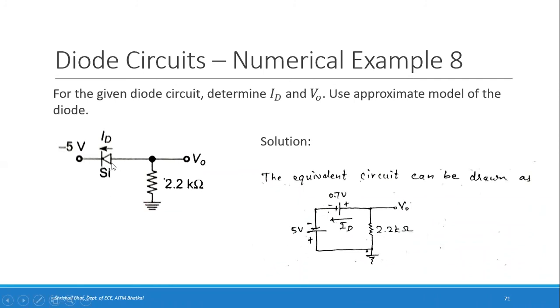And the diode, I have replaced it with its forward voltage drop. Since it is silicon, it is 0.7 volts. At the negative side, we have the negative of the battery, and at the positive side, we have the positive. It's the equivalent circuit, approximate model. So since negative is connected to negative, and positive is connected to positive of the battery, the diode is forward biased, right?